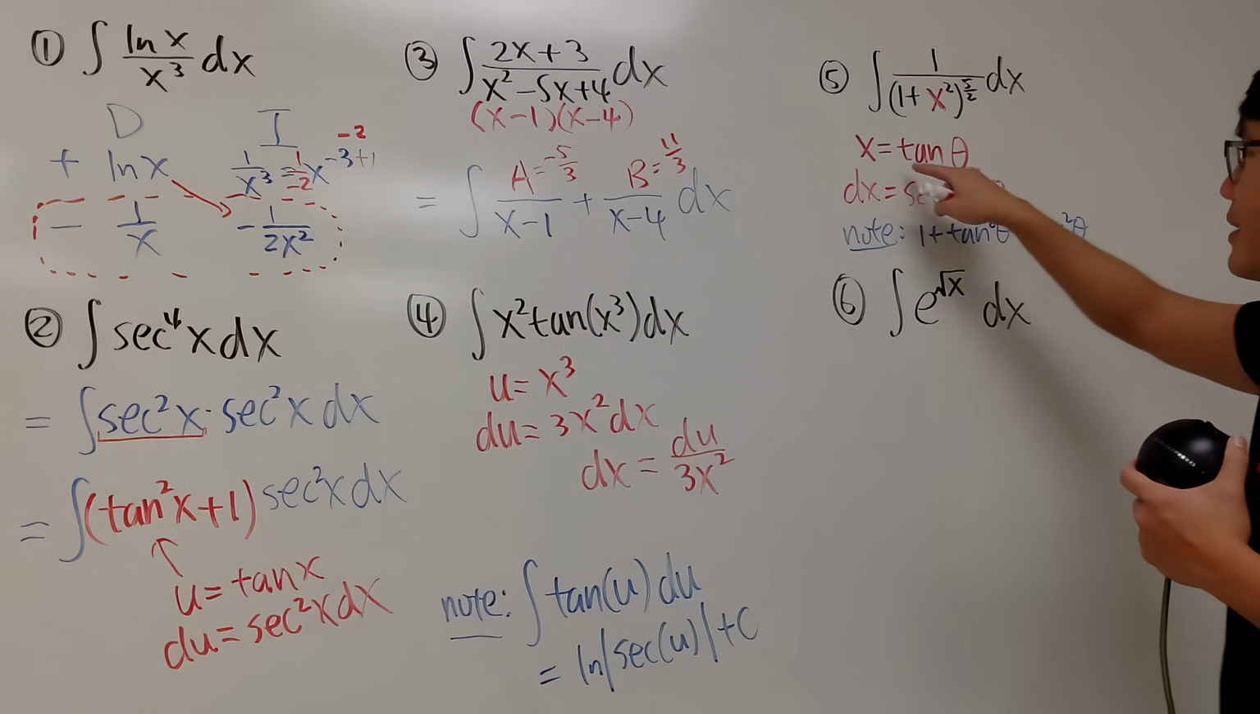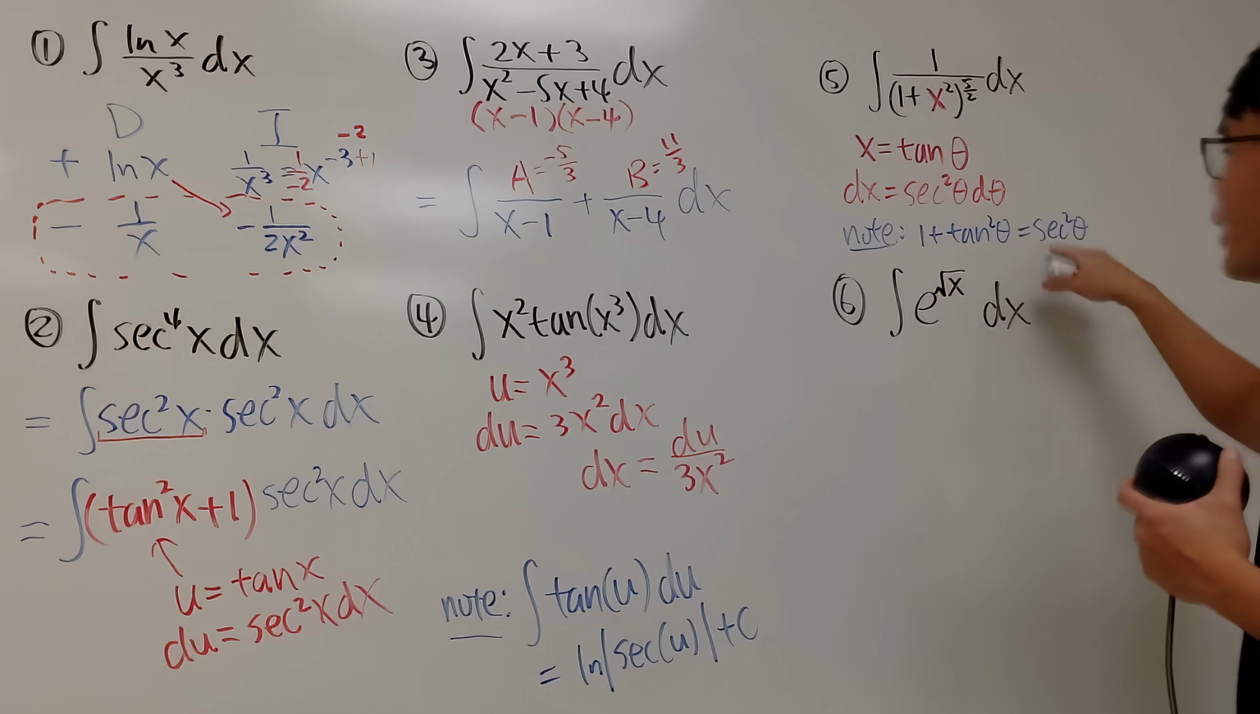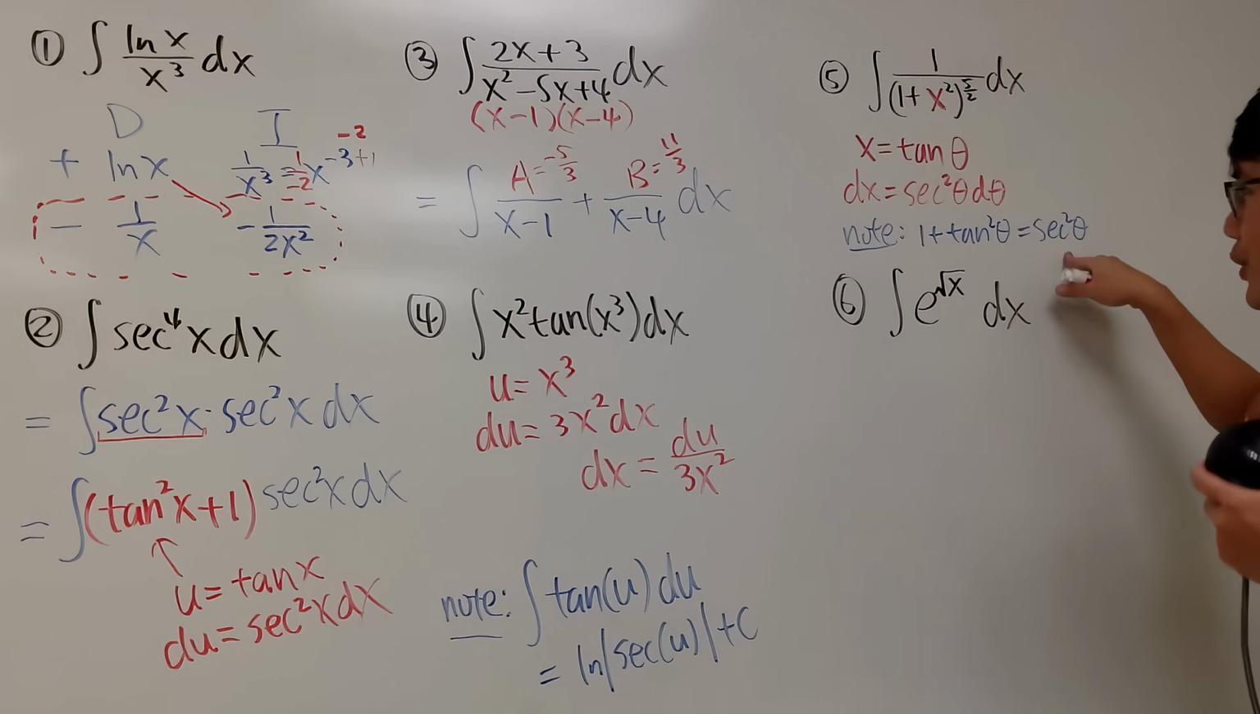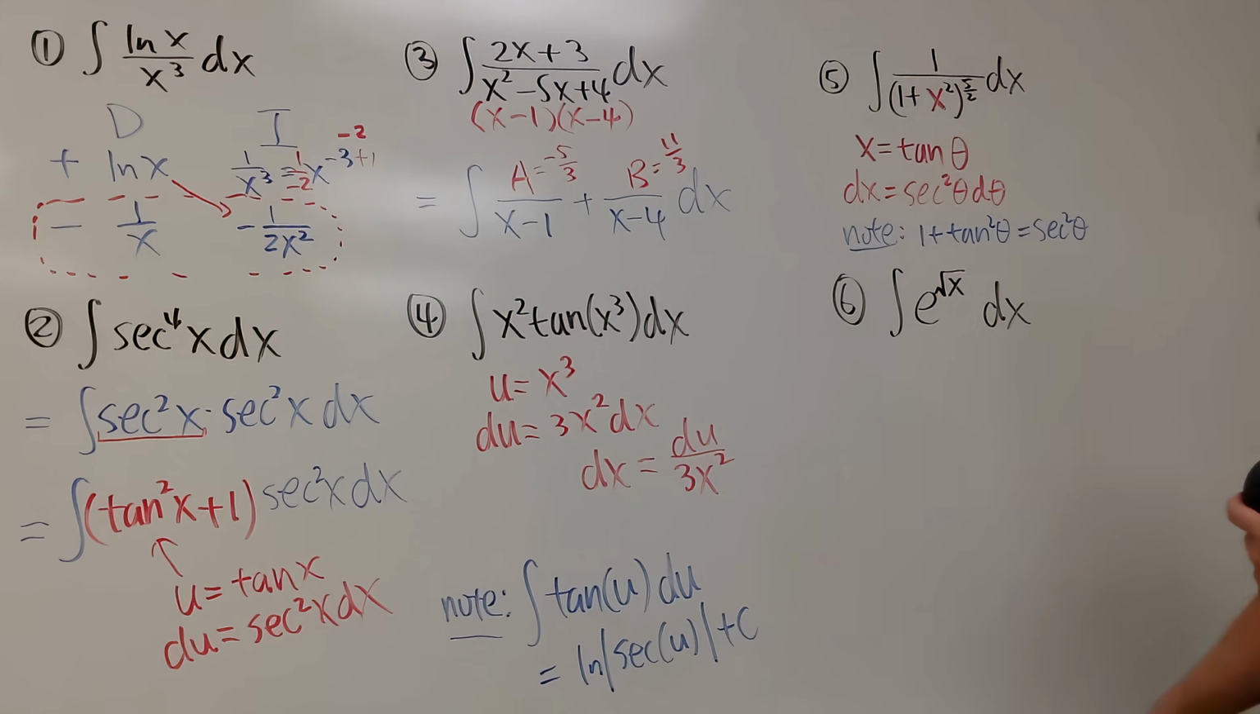Yes, it's kind of weird because the derivative of this is secant squared. And then 1 plus tangent squared is also secant squared. But this is a trig identity. This is the calculus derivative right here, right?